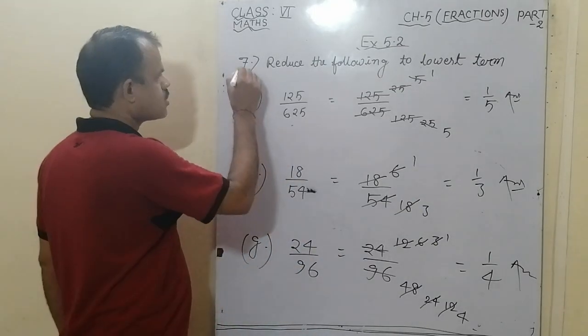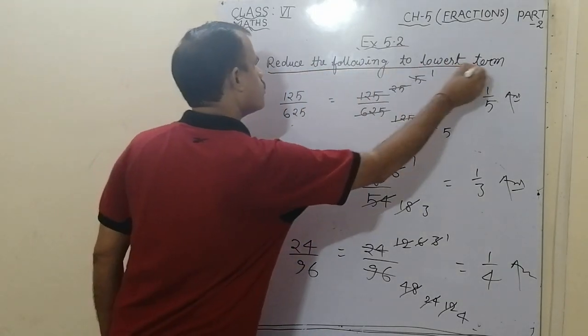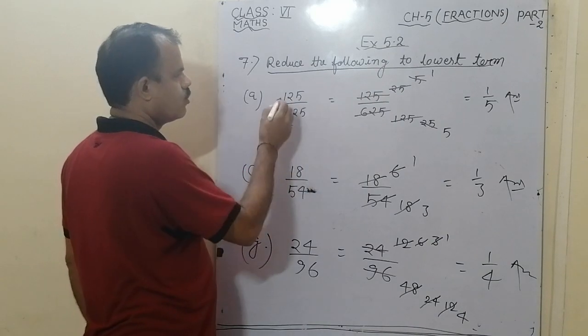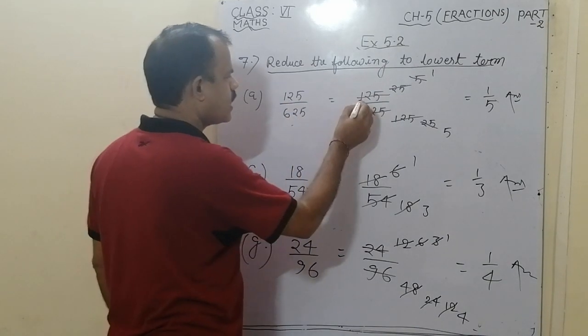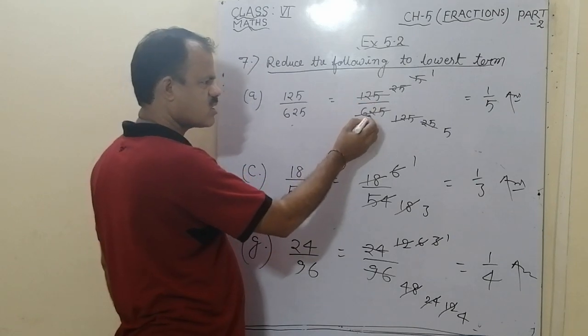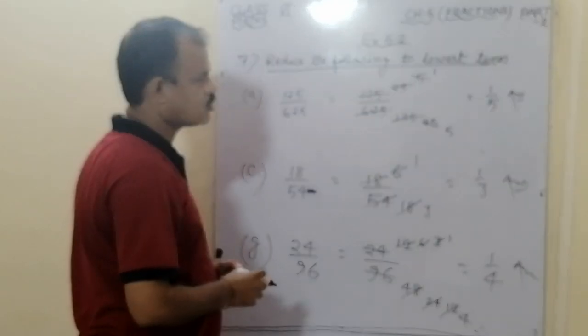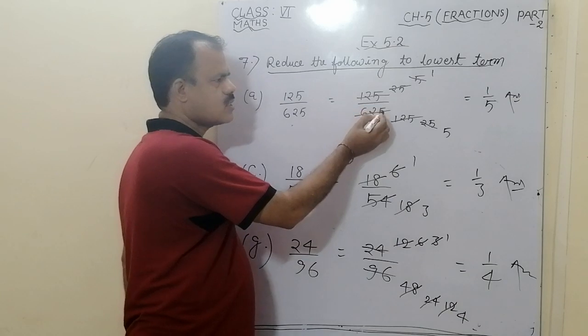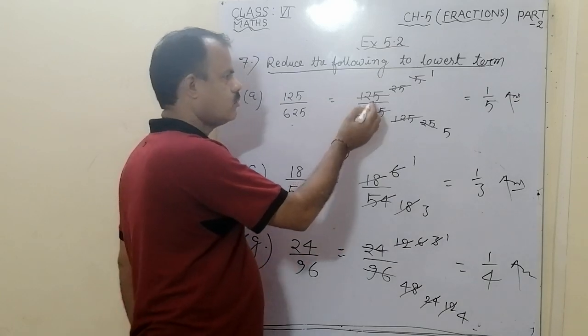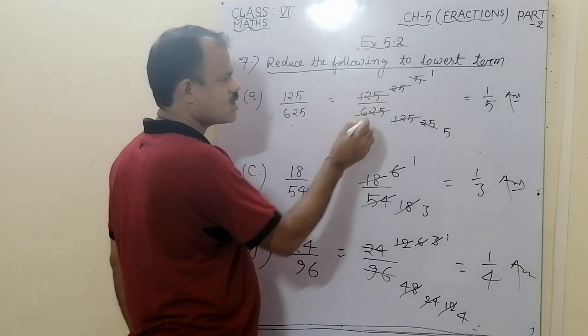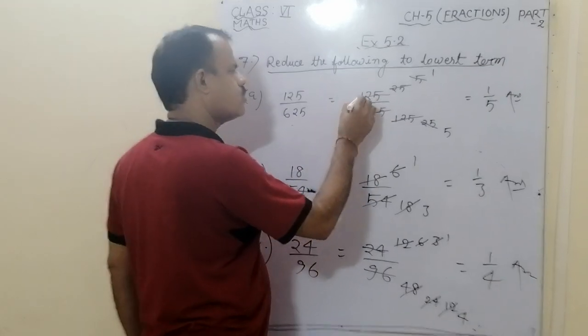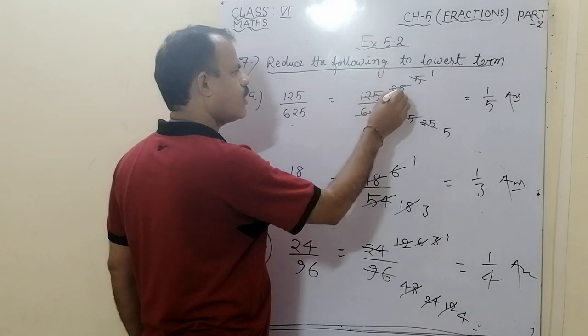Yes student, question number 7. Reduce the following to lowest terms. 125 upon 625. So we write here 125 upon 625. As we know, the last digit is 5 in both numbers, so we divide both numbers by 5. 5 2s are 10, 5 5s are 25.